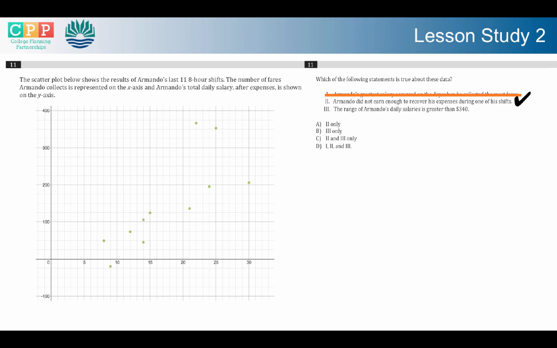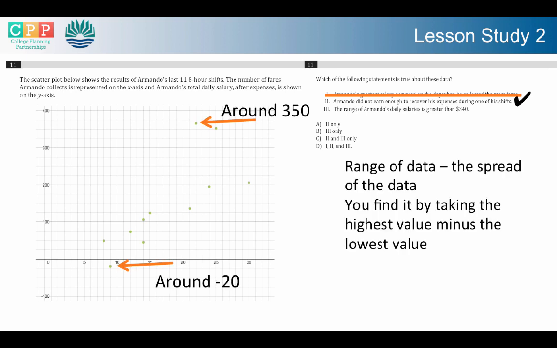The range of his daily salaries is greater than 340. Well, we have to remember what range is. Range is the spread of the data. You find it by taking the highest value minus the lowest value. So if you look, the lowest value I highlighted is around -20. The highest value, around 350. So the range is greater than 340. Check. So the answer to this question is C.